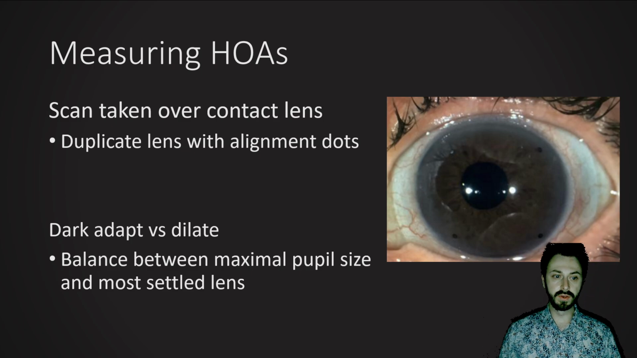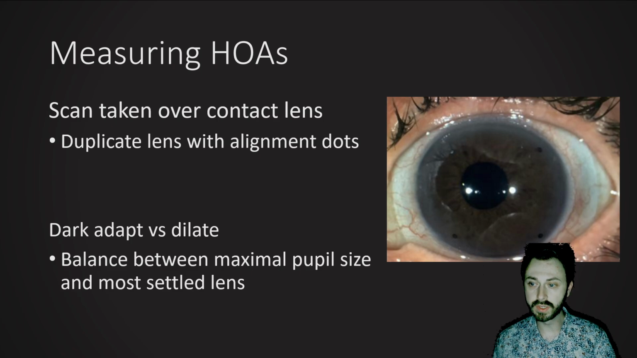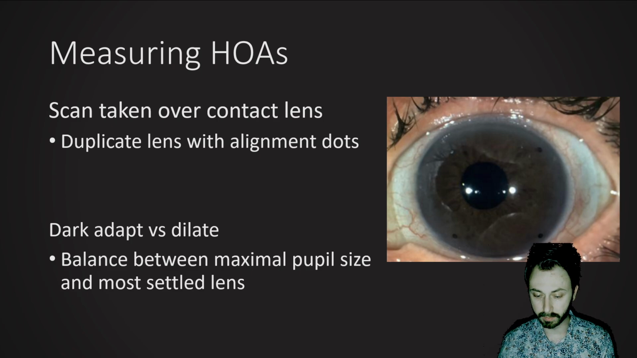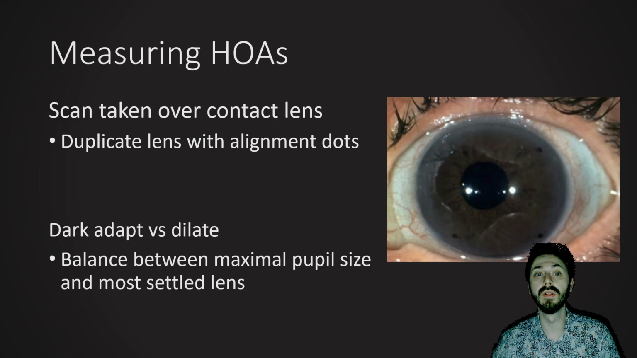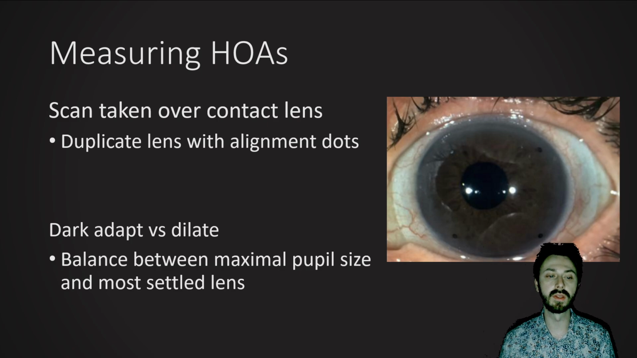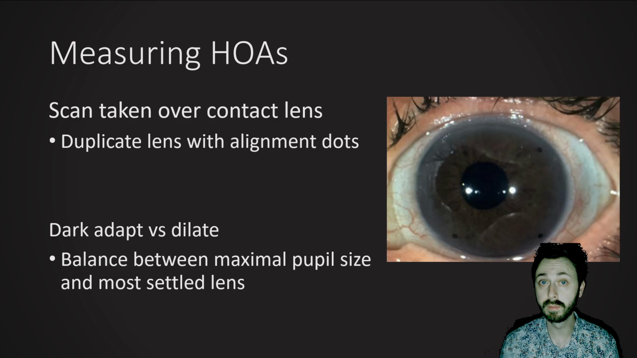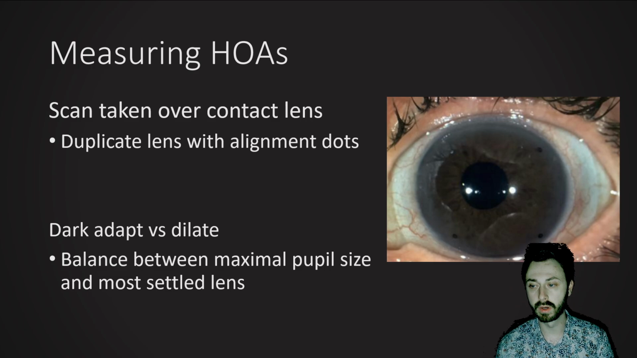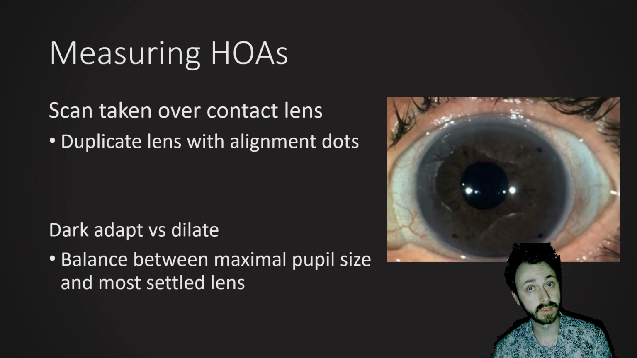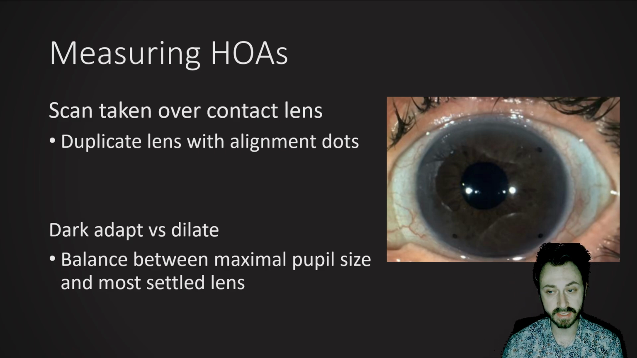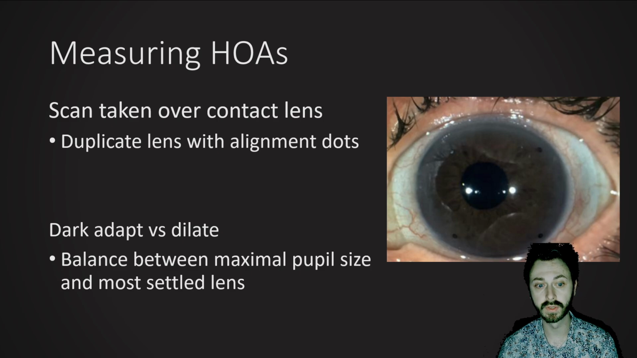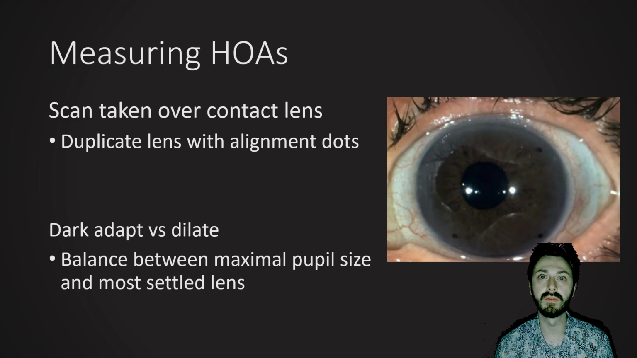There is some debate in the field over whether to dark adapt or to dilate patients before taking the scan. We do want a greater pupil size because we want to capture the extent of a patient's aberrations, so that they're not suffering when they're in a dark condition. So dilation really offers the best benefit in terms of making sure you have a maximum pupil size. However, in order to dilate, you have to take the lens off. Then you have to instill the drops, wait a couple minutes, put the lens back on. In that time, you lose the settled lens.